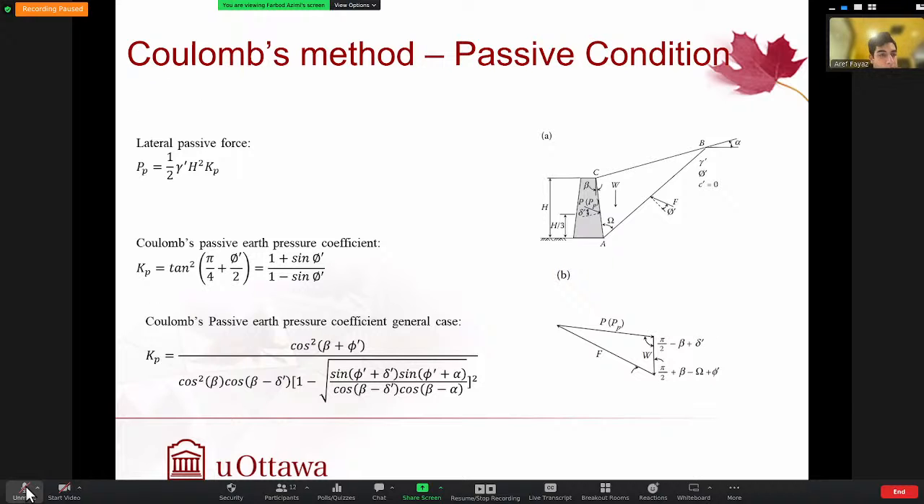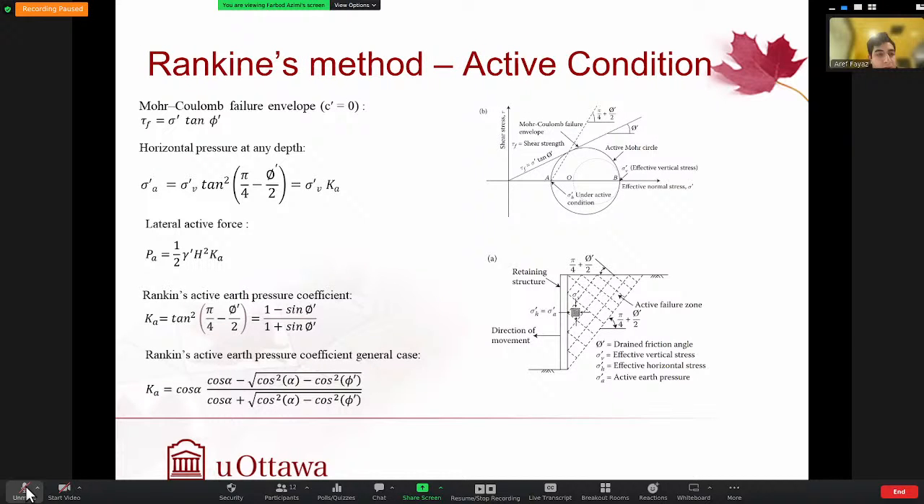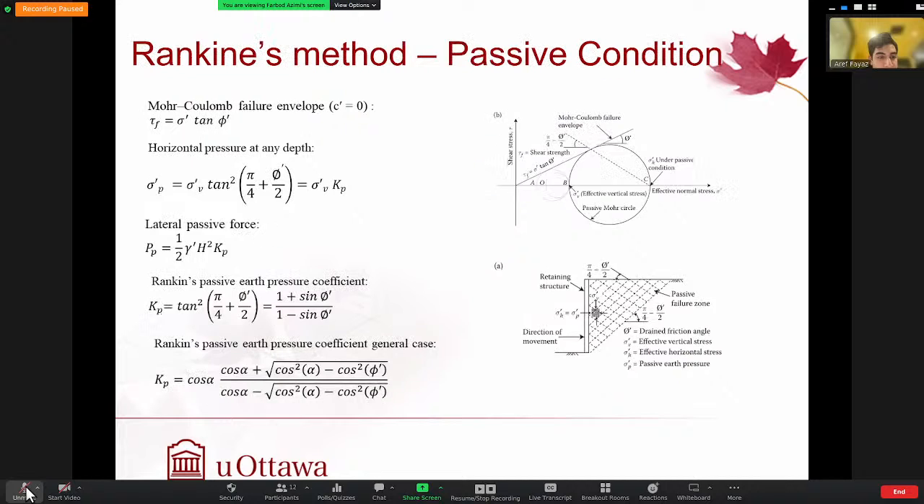Moving on, we're going to be discussing the Mohr-Coulomb failure. You will be able to see how we have our lateral active forces, and then using Rankine's active earth pressure coefficient, we get the K formula, as you can see, as well as the general case. Now we also have the passive condition, for which, again, we have the lateral passive force and the Rankine passive earth pressure coefficient in both the general case and the case above.